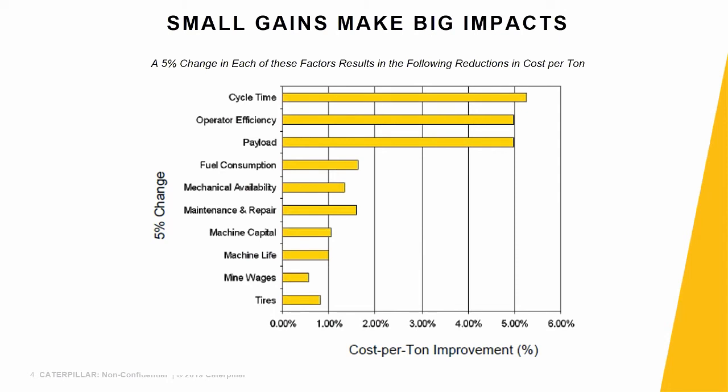If any of you have seen any of our application presentations in Caterpillar, this chart's been around for a very, very long time. It starts with cycle time, operator efficiency, and payload. But when you look at the improvements on a cost per ton basis, and even most recently just validating with one of our big mining customers, payload still is a huge driver as far as the operation of the trucks.